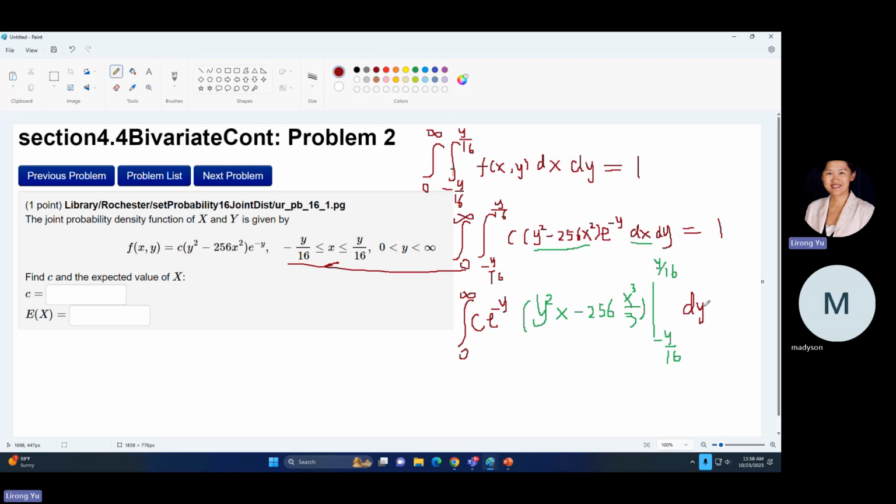So this is the dx part. And we are going to plug in x equal to y over 16. It's going to look like this. Right, so this really depends. Different people have different approaches. So at the upper limit, we'll have y squared. We should use the green since that was part of the calculation. So we have y squared times y over 16 minus 256 over 3.